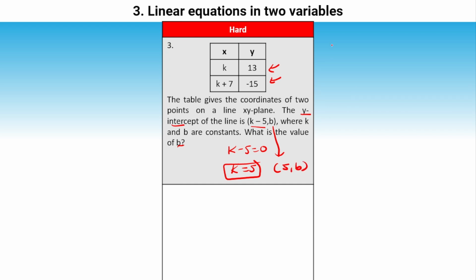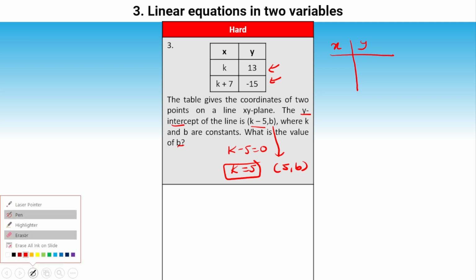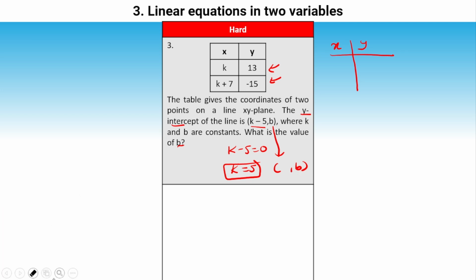So now let me make the table again a little bit more. So x, y. Okay, not that, I think I did something wrong here. The value of k is 5. Since this is the y-intercept, that is 0 comma b. So let me take the point here. So 0 comma b also lies on the same line. Okay, we have to find the value of b. Now we have found the value of k as 5 right here. So this is 5, 13, and this will be 5 plus 7 which is 12, and another point is minus 15.